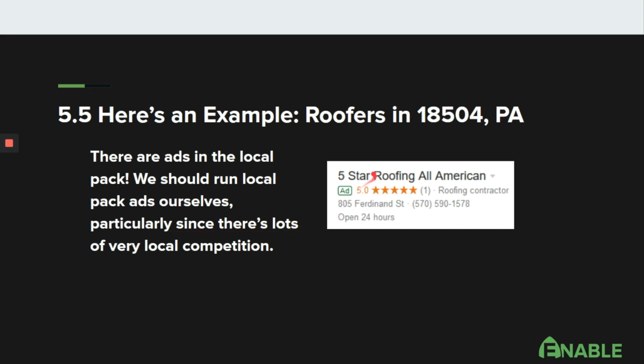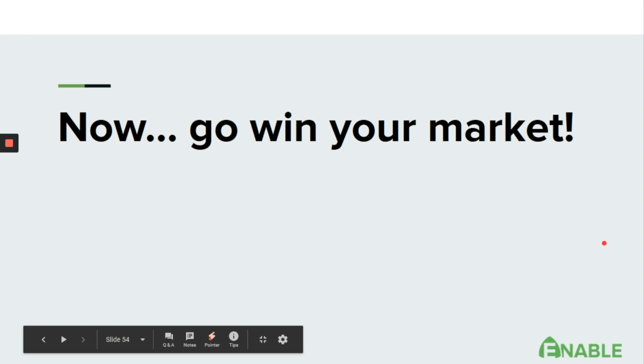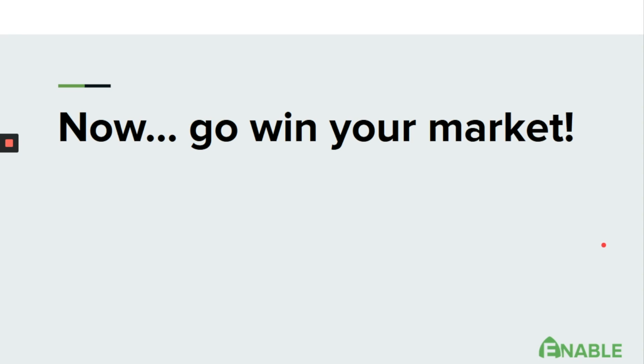And this is what it'll look like: you'll see this little ad section over on the left. And in our example, there are indeed ads in the local pack. So we should definitely consider running local pack ads ourselves, just to keep up with and hopefully to surpass our competition. So that is the fast summary of how to audit your Google My Business listing and its competitors. And armed with that information, you should be able to win your market.